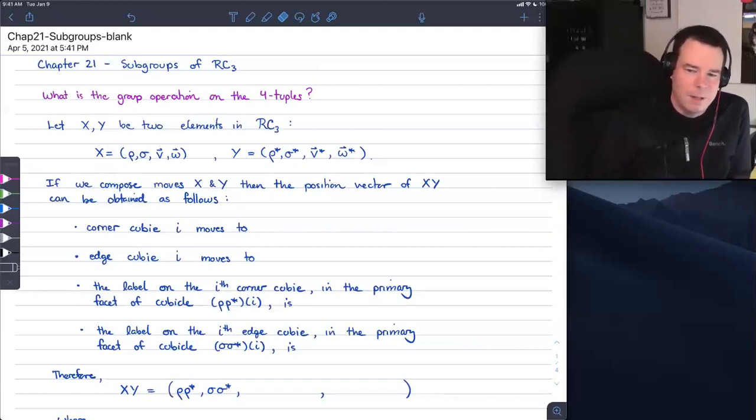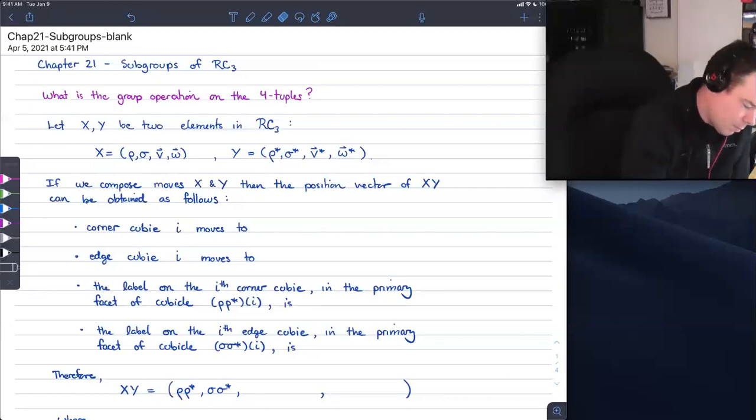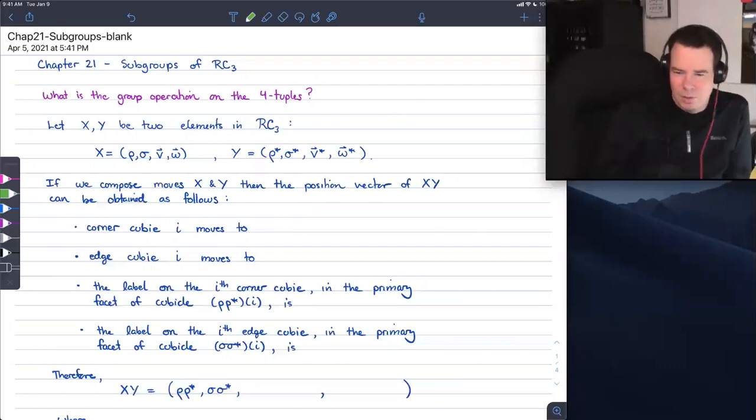So if I think of X as now a move sequence and Y as now a move sequence, from those four tuples, can I find a four tuple that represents the configuration after doing them together? In other words, I'm trying to come up with a group operation on these four tuples, a way to combine these four tuples to produce a new four tuple representing the composition of the two moves. So let's think our way through how this would work. A couple of them will be straightforward. A couple of them will be a little bit of a mind bender to try to figure out, but we'll think our way through it.